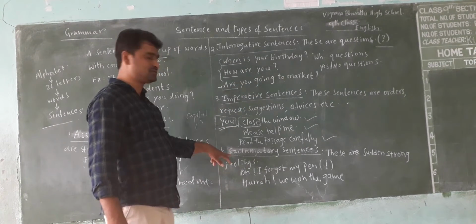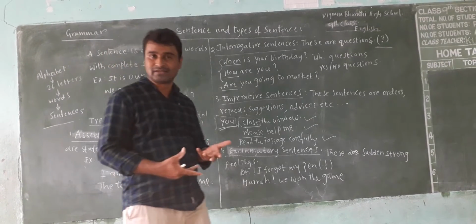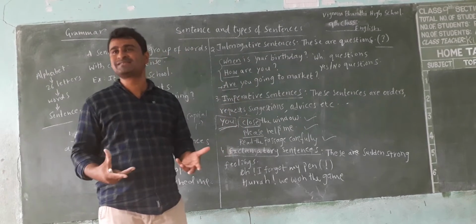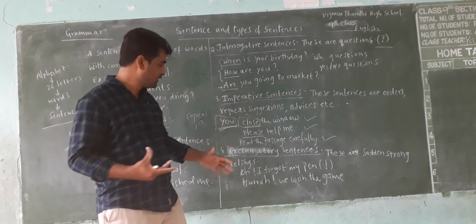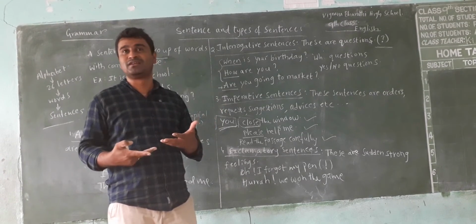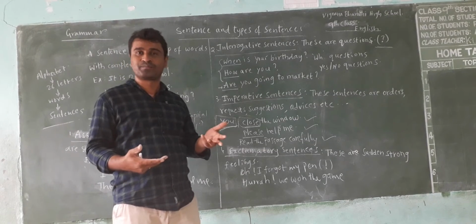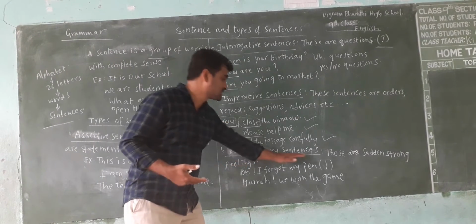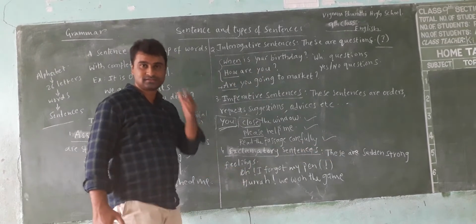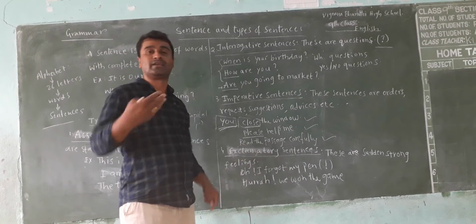And the fourth type is exclamatory sentences. What is an exclamation? Exclamation means without our knowledge we express something. That's why it is an exclamation. We exclaim something, we say something loudly. We express something unknowingly. That's why exclamatory sentences are sudden strong feelings, which means they come suddenly without our knowledge.